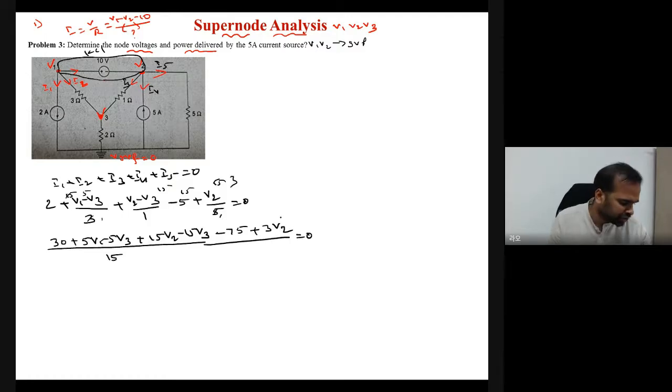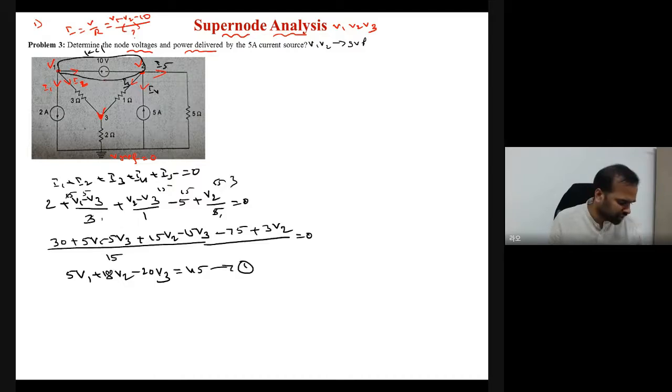Now you always need to write V1 term, V2 term, V3 terms and constant. So 5v1, that's it. You have only one V1 term, 5v1. And what about V2 terms? 15v2 plus 3v2, 18v2. And what about V3 terms? Minus 5 and minus 15, what? Minus 20, minus 20 V3. So you have plus 30 and minus 75. You will get what? Minus 45. If I take it to the right hand side, it will be plus 45.